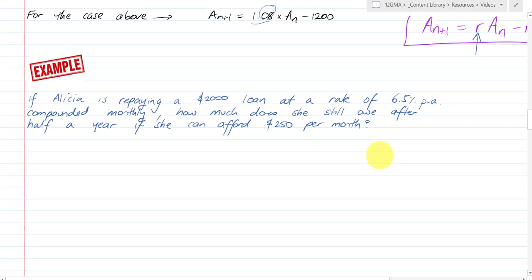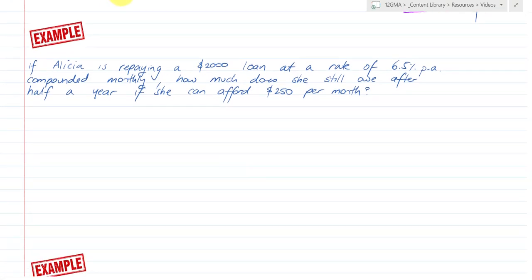Alicia is repaying a $2,000 loan at the rate of 6.5% per annum compounded monthly. How much does she still owe after half a year if she can afford $250 per month? So this is a table type question. I've got to build up half a year, it's per month, but I need to know how much she still owes after half a year. So I'm trying to work out A6, A6 being the value after half a year.